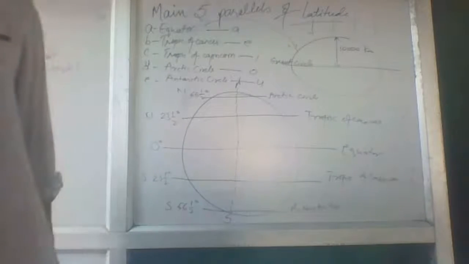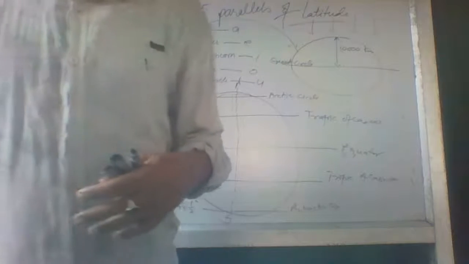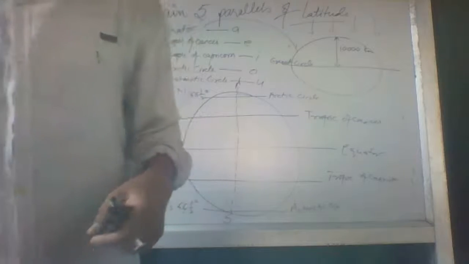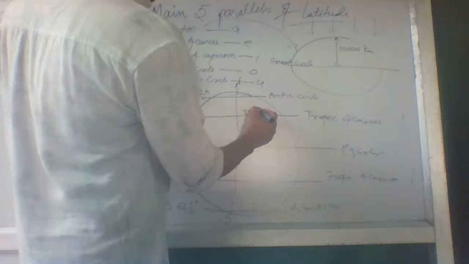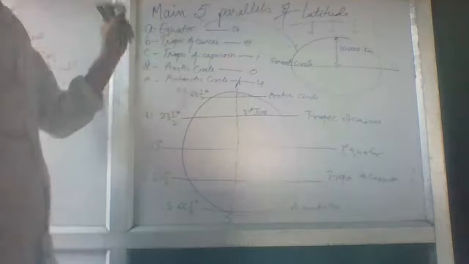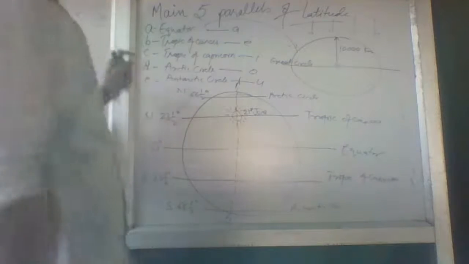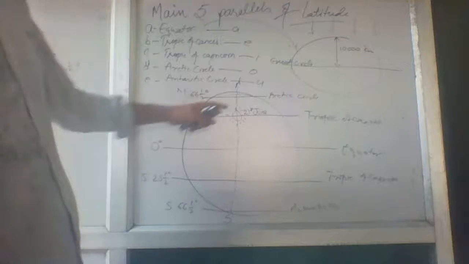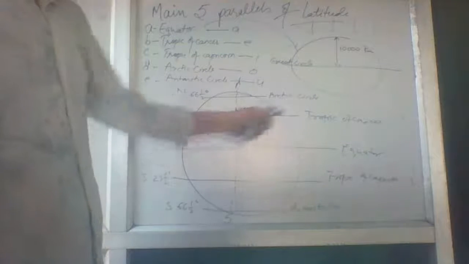Now, what happens? Tropic of Cancer is 23 and a half degree north latitude. It's important as the sun is overhead on this latitude on 21st June. This is exactly overhead, making it the longest day in the northern hemisphere. At that time, the sun is overhead on the Tropic of Cancer.